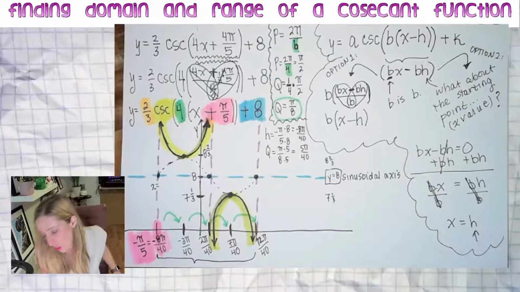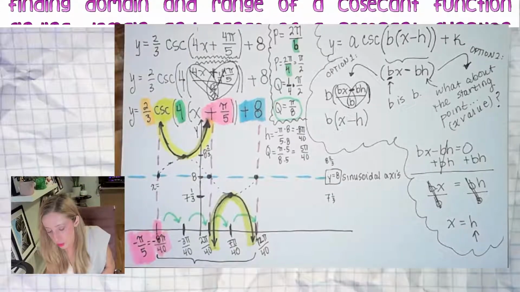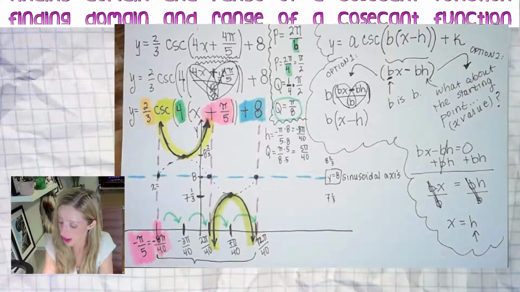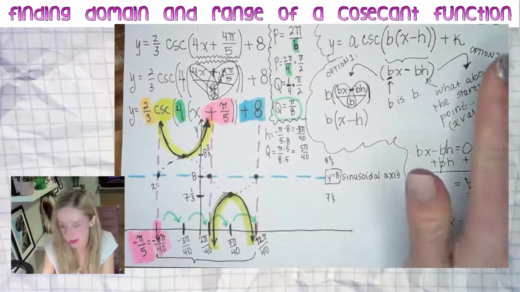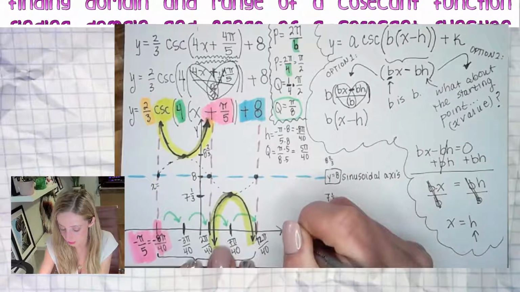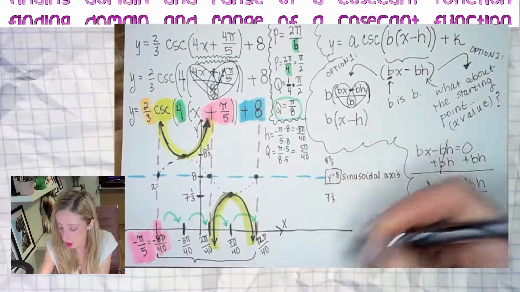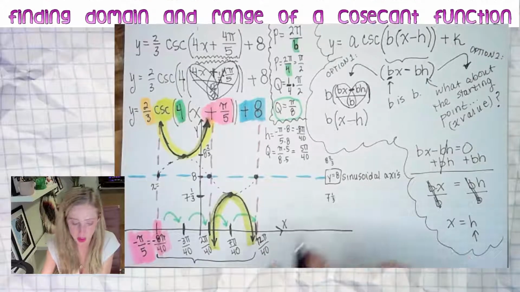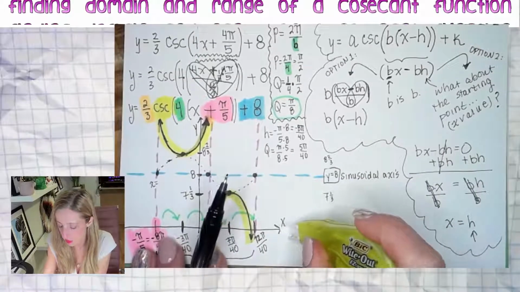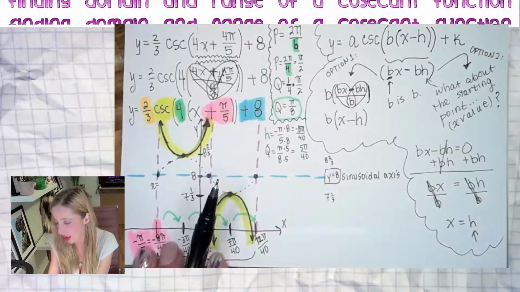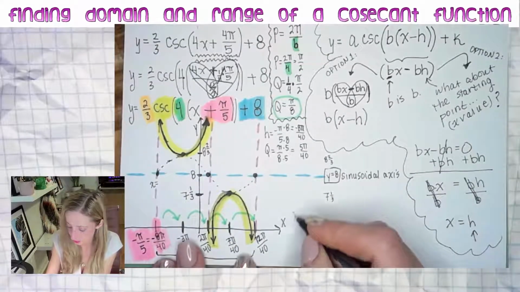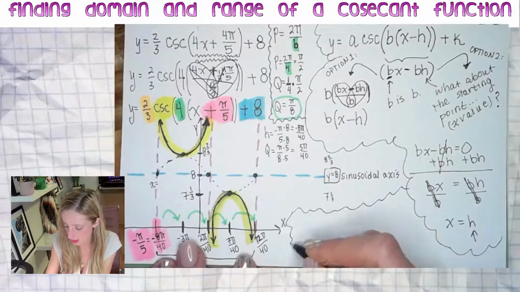Hey everybody. So hopefully you just watched the video of how to graph the equation y equals 2/3 cosecant (4x plus 4 pi over 5) plus 8. And right now I'm going to help you figure out what the domain and range are, and how we can write them. There are many options for how you can write out your domain and range. I'm going to focus, especially for the range, on interval notation. With the domain, I'm going to be a little bit more exotic. So let's get going, shall we?